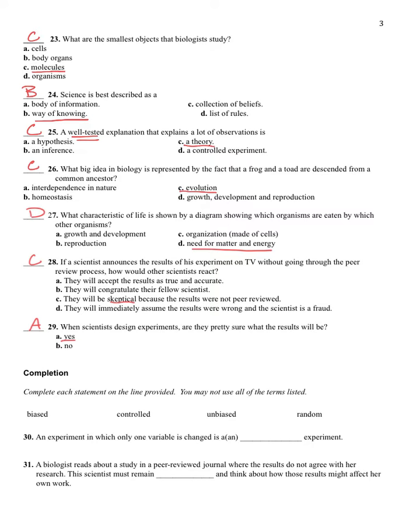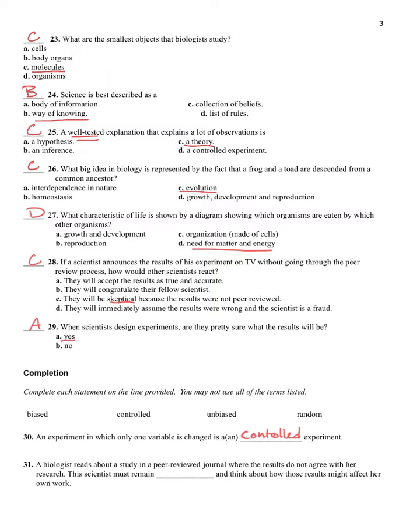Next, we'll look at some of these completion questions. The first one says, number 30, an experiment in which only one variable is changed is a controlled experiment. The scientist wants to control everything except the independent variable so that they can attribute any changes in their data to the independent variable.